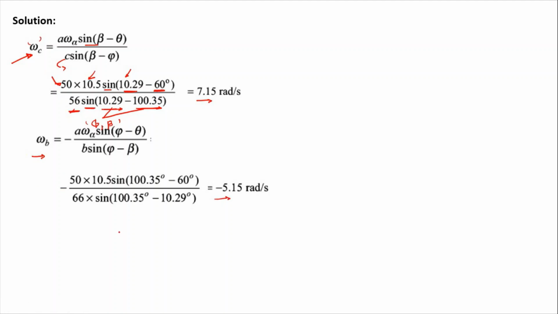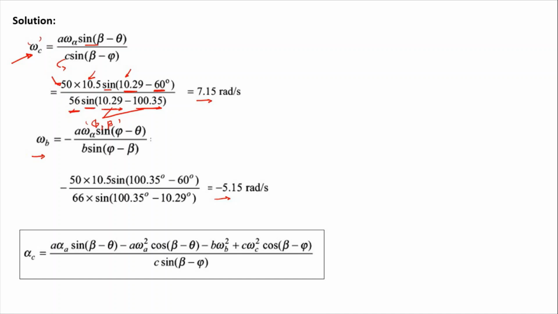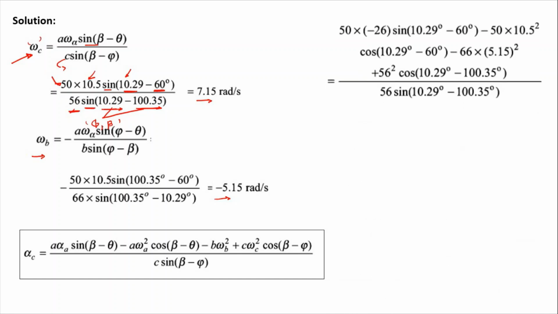Now after the calculation of angular velocities, we will move to the calculation of angular accelerations. Now let us see how we can calculate the angular accelerations. So again the equation for angular acceleration of output link CD is given as alpha C equal to A alpha A sine(beta minus theta) minus A omega A square cos(beta minus theta) minus B omega B square plus C omega C square cos(beta minus phi), divided by C sine(beta minus phi).